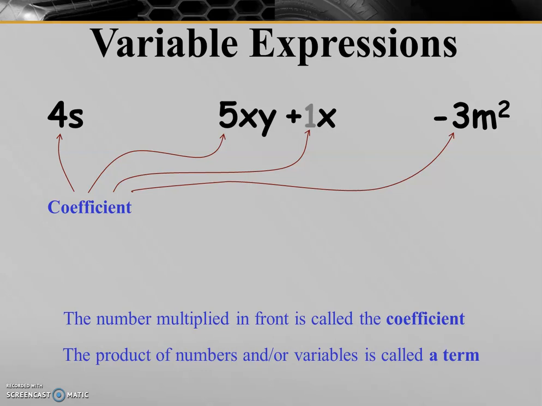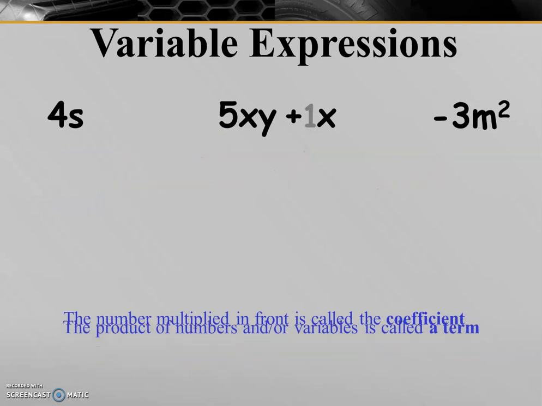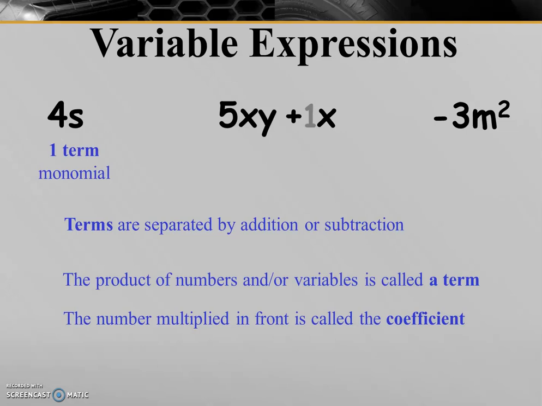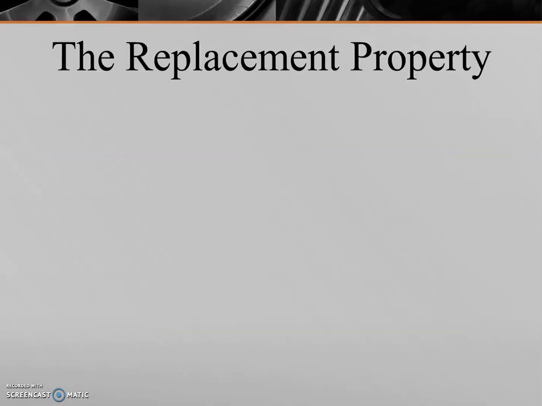These are called variable expressions, and the individual pieces of these things, because variable expressions are made up of terms, are separated by pluses or minuses. So the first one is just a single term, a monomial. The second one, two terms, is called a binomial, right? Separated by the plus sign. And the last one, it's a negative, not a minus, so it's a one-term monomial, right? You could have trinomials, quadrinomials, etc.